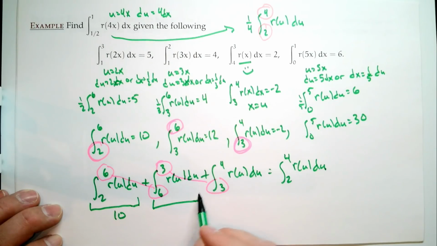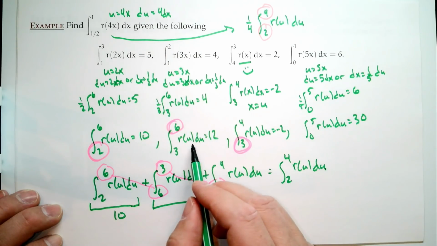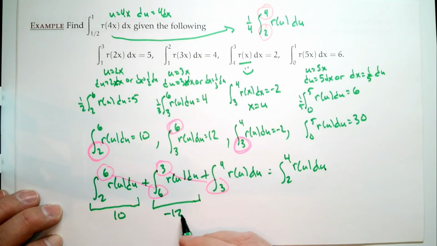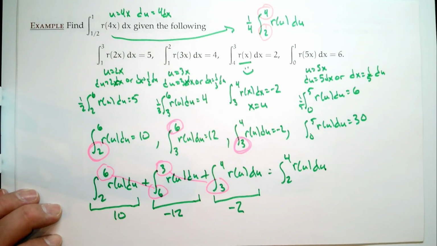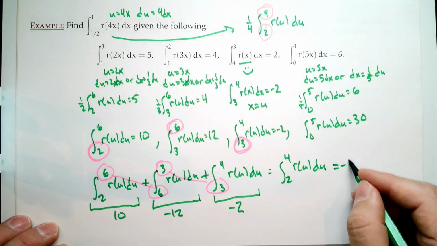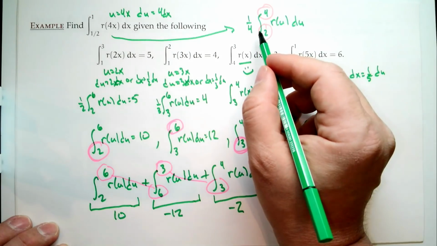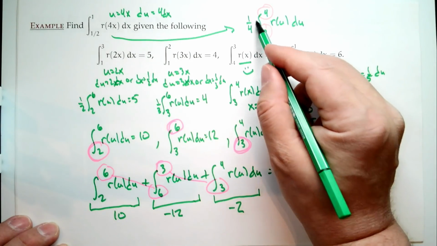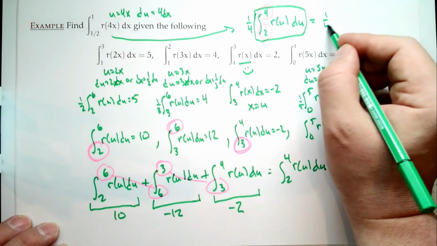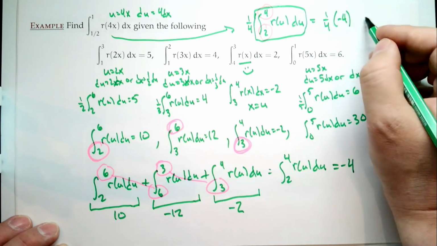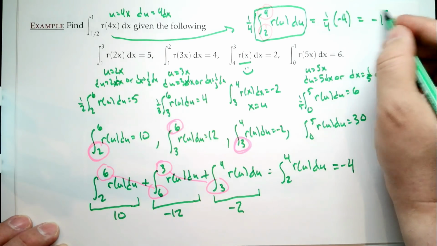Now, integral from 2 to 6 is 10. Integral 6 to 3 is the opposite, because I have to change the order. So that's minus 12. And integral from 3 to 4 is minus 2. So I have 10 minus 12 minus 2. So that'll make this integral equal to negative 4. So is that our final answer? Well, almost. We showed that was negative 4. So we're going to get 1/4 times negative 4, which gives us the final answer of negative 1.